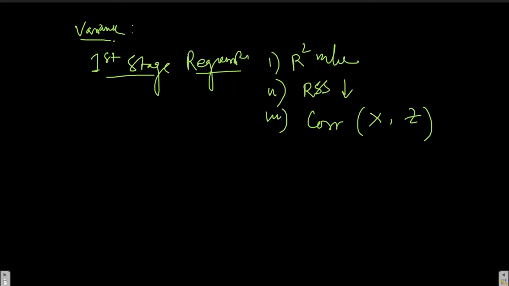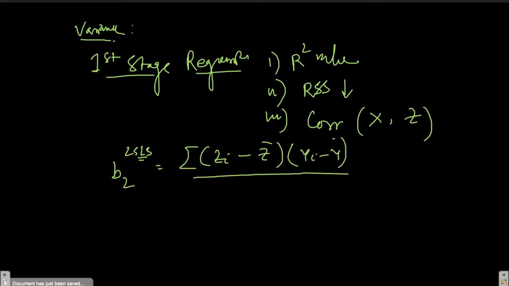Now, how do we represent the beta for IV in this case? Or beta 2SLS, we can also write 2SLS. So 2SLS is the general case, right? It basically encompasses IVs also. So how am I going to write it? The usual equation is the sum of Zi minus Z bar into Yi minus Y bar, divided by the sum of Zi minus Z bar into Xi minus X bar, right?